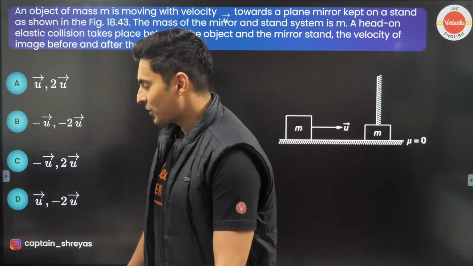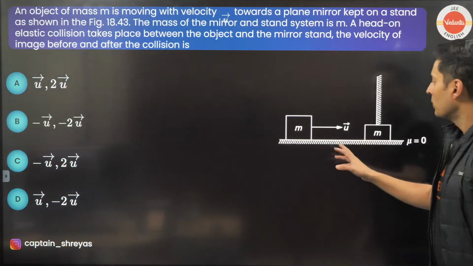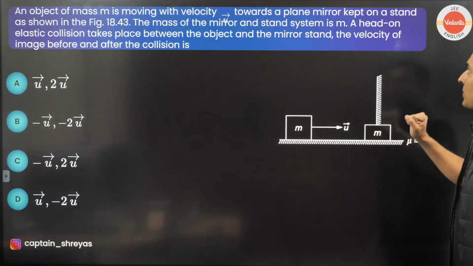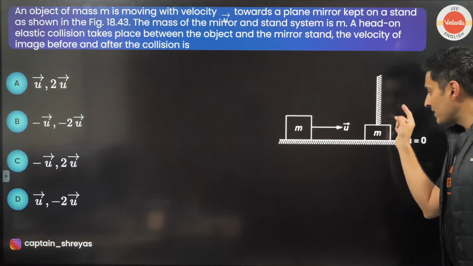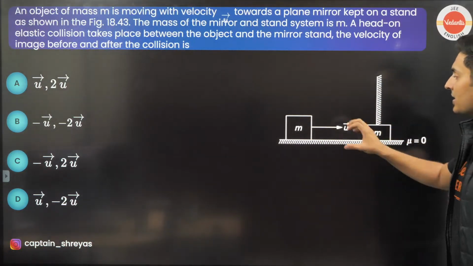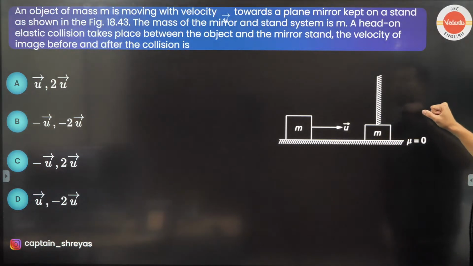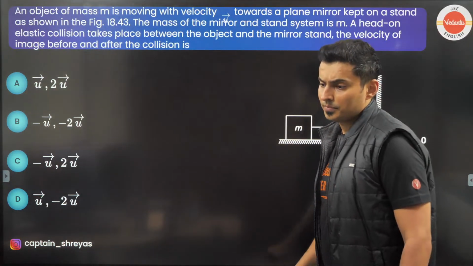Here is our first question up on your screen. An object of mass m is moving with some speed u. You can see over here, there is another object on which there is a mirror attached, and the mass of the mirror stand and the system is M. So this guy's mass is m, this guy's mass is M. This is at rest. This mass hits this mirror mass system. Then the question is, what is the velocity of the image before and after the collision?